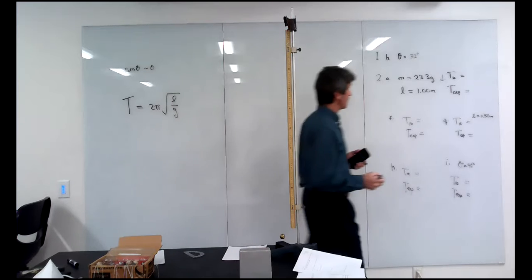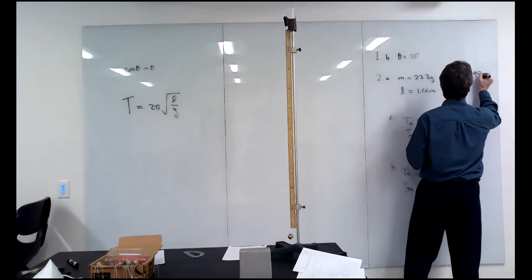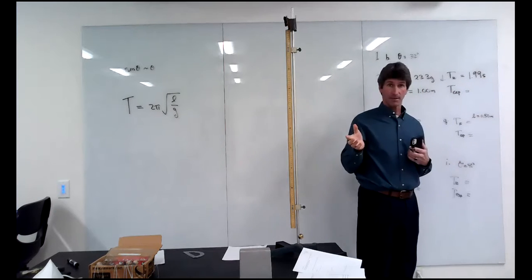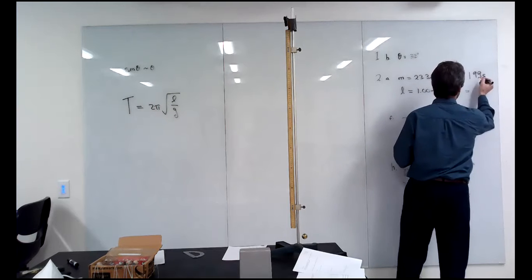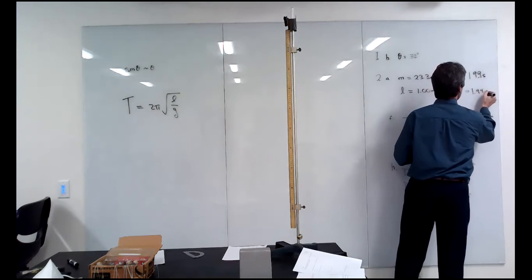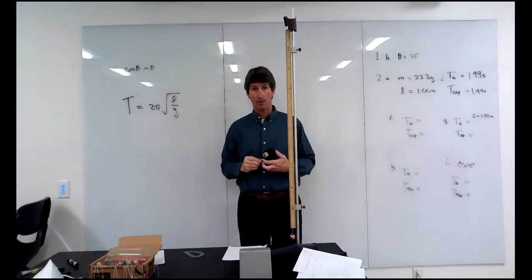So I'll put my first answer here, 1.99 seconds, okay? Actually, I'm putting for 10 oscillations first. So this is 19.9 seconds. 10 oscillations, divide by 10, 1.99 seconds. Okay. So that's the first part.